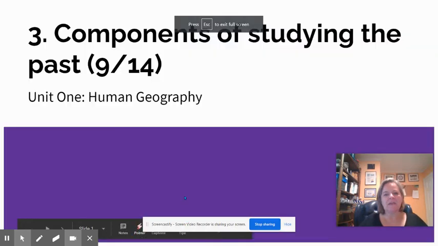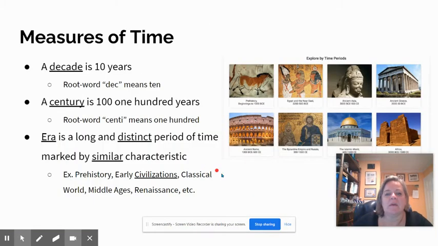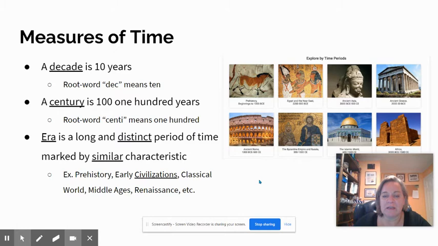Hey kids, so today I'm going to go over the notes we took in class, the components of studying the past for Unit 1 in Human Geography. You should have a copy of this PowerPoint that you either are writing your notes on, this Google Slides that you're putting into your own notebook, or you could be writing them down and taking your own notes as you go.